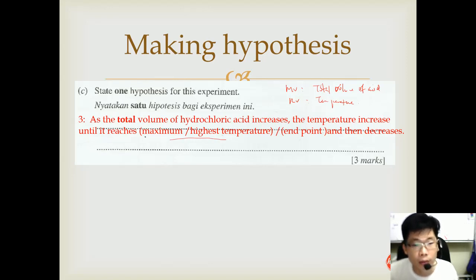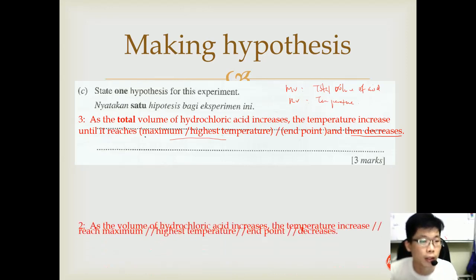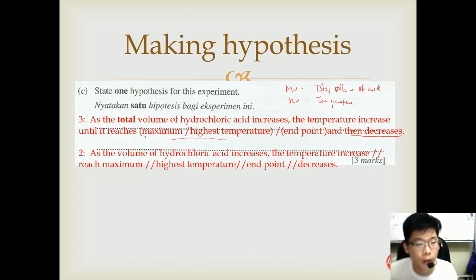And then if you see clearly, the temperature will decrease after that. So this is a correct hypothesis to get the score 3. Then if the student only mentions the temperature increase without reaching the maximum highest temperature or endpoint, and then decrease, the student can only get score 2. Then score 1: the volume of acid affects the temperature.